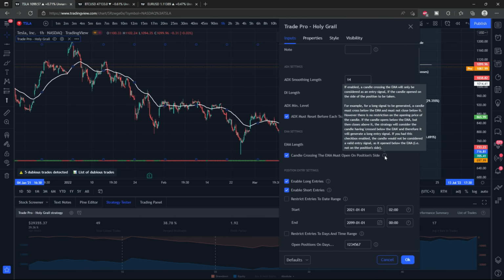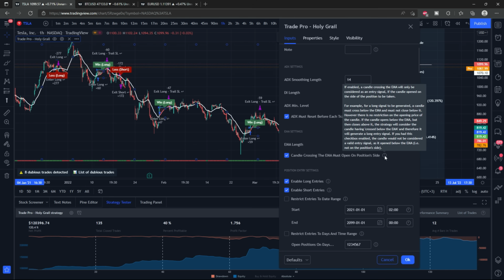If enabled, a candle crossing the EMA will only be considered as an entry signal if the candle opened on the side of the position to be taken. So for example, for a long signal to be generated, a candle must cross below the EMA and must not close below it. However, there is no restriction on the opening price of the candle. If the candle opens below the EMA but then closes above it, the strategy will consider the candle having crossed below the EMA, and therefore it will generate a long entry signal.